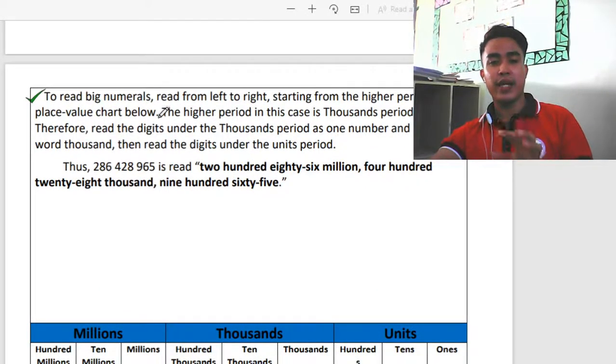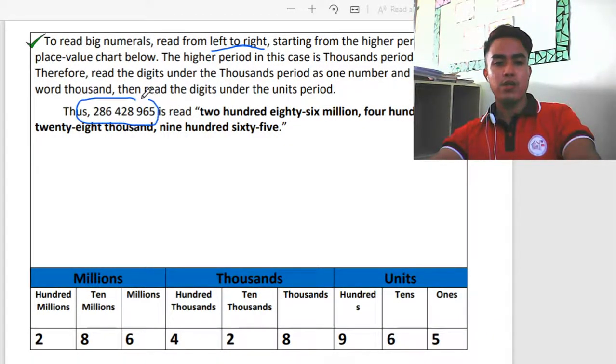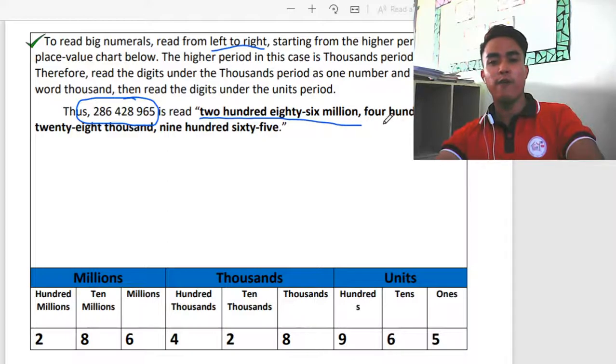To read big numerals, you still need to read from left to right, starting from the higher period in the place value chart below. The higher period in this case is the thousands period. Therefore, read the digits under the thousands period as one number and say the word thousand. Then read the digits under the units period. So, how do you read this one? We can read this one as 286,428,965. In words, this is how we are going to write 286,428,965.